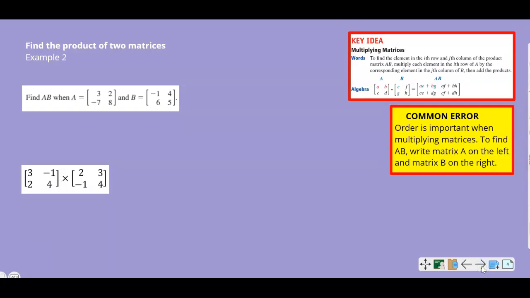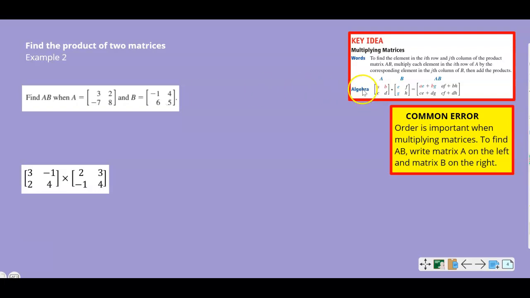Find the product of 2 matrices. All right, example 2. Again, here's our key idea. This is in words and this is algebraically how you multiply 2 matrices. It says find AB. A is a 2 by 2, B is a 2 by 2. Because the inside dimensions are the same, that means we can multiply these 2 matrices.